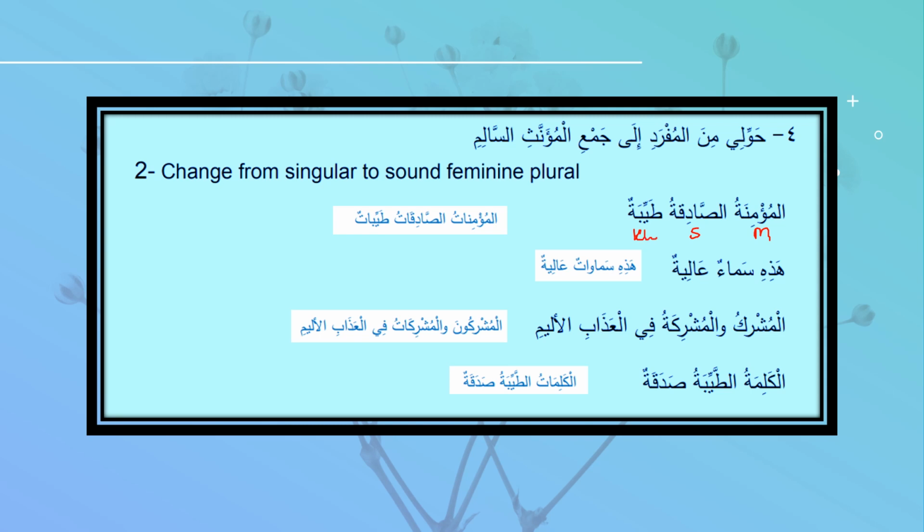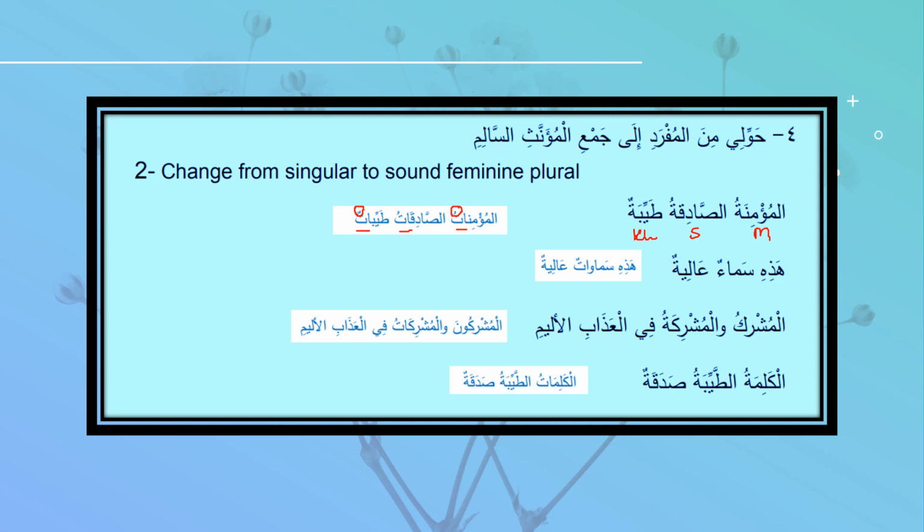So now what is the plural? Al-mu'minat, adding alif and ta, sadiqat, adding alif and ta, tayyibat. So as you know, khabar follows the mubtada in gender and number, so it will also be made into plural, tayyibat. And it will have a dhammatain, and here it's marifa, so single dhamma.